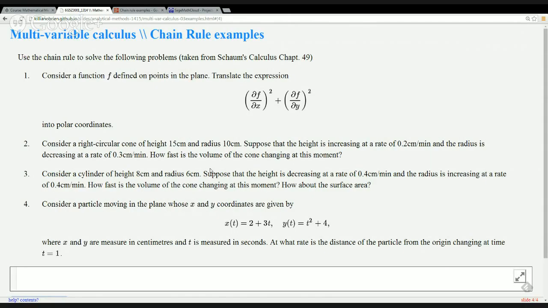Chain rule. So what I'd like to do now is work through some examples of using it to solve various problems and describe some things.